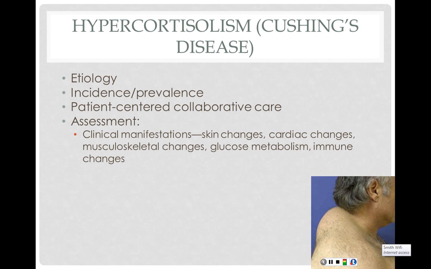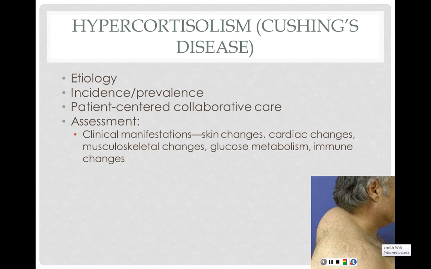When the person has elevated androgens, it's going to lead to acne, hirsutism. Also, Cushing's disease can lead to thinning of the bones, or what we call osteoporosis, which can eventually lead to fractures of the ribs, long bones, and the spinal vertebrae. The person may also have glucose intolerance.